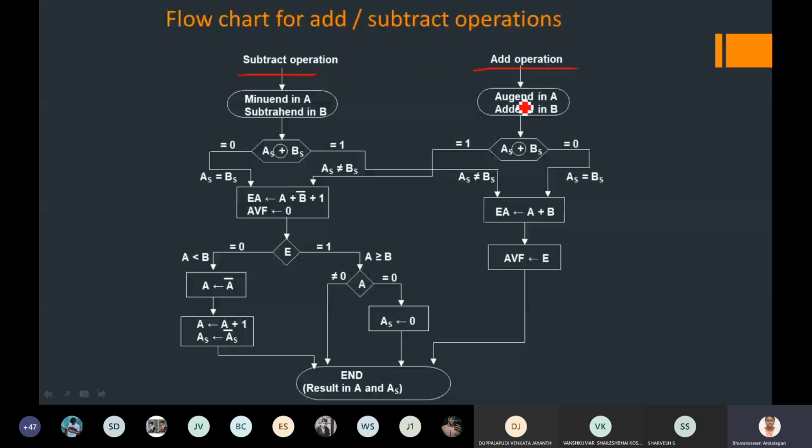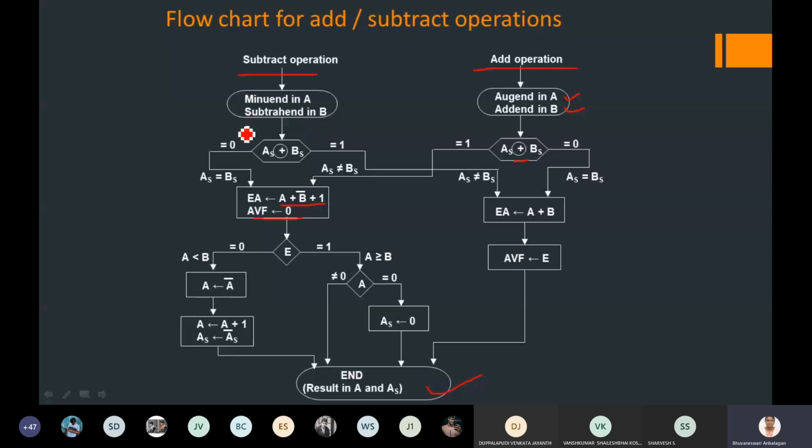If there is an addition operation, you can simply send the values of A and B, do the XOR of the values, and then find the excess carry by making use of A plus B complement plus 1. At that time you will make the AVF 0, and then you will check whether A is 0 or 1. If it is 0, then it will take the complement of it and you will add. If it is equal to 1, you will check whether it is equal to 0, and you will get the result at the end.